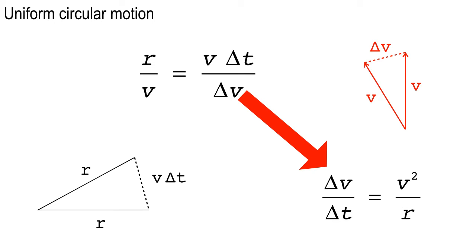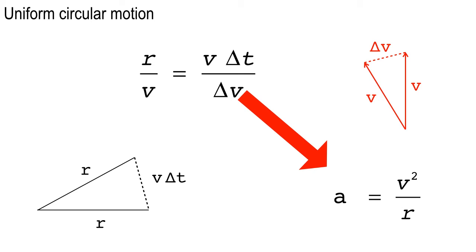Delta v over delta t. There it is. Boom, there it is. Delta v over delta t, acceleration. And then here's your leftovers: v squared over r in this equation on the lower right of the screen. And the right side of that equation is v squared over r. And so what that tells you is, all right, there is my centripetal acceleration.